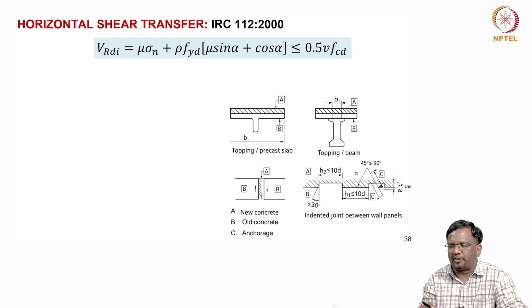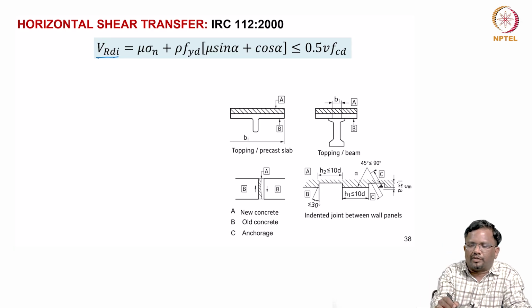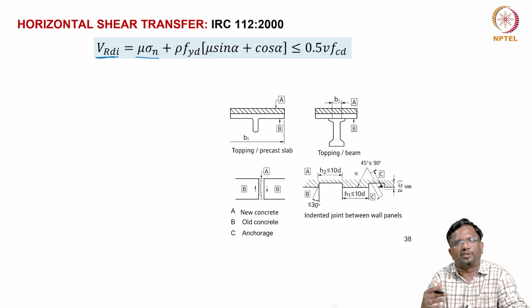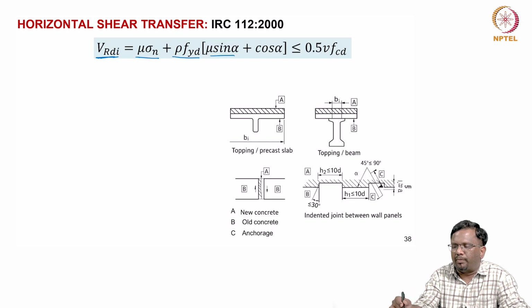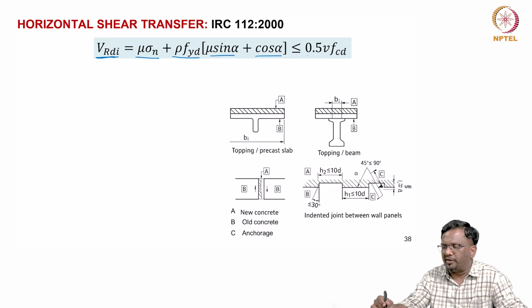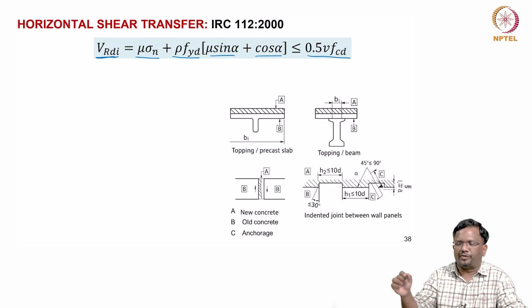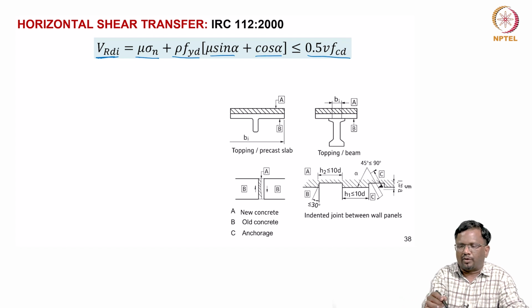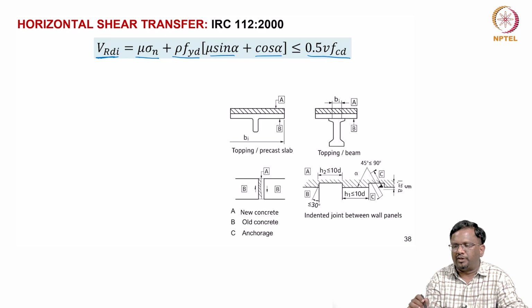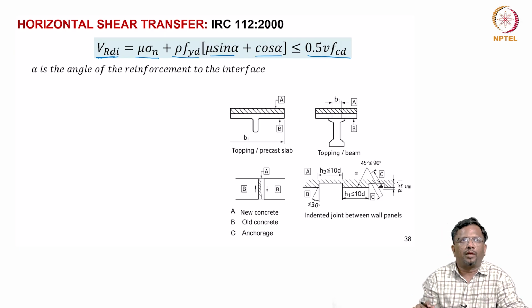Now, from shear friction theory, I can again develop the resistance, which is mu into sigma n, which is a normal stress that is acting between the two planes, plus rho into FYD times (mu sin alpha plus cos alpha), and which should be less than 0.5 times VFCD. What is VFCD? This is your concrete shear capacity. So, whatever the shear friction force that we are resisting, that should be less than or equal to 0.5 VFCD. Okay.